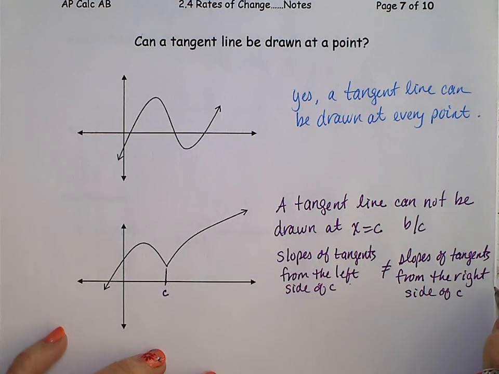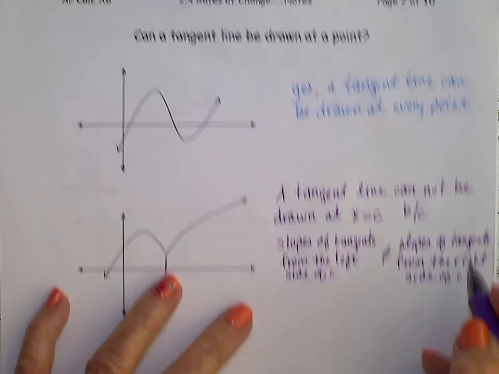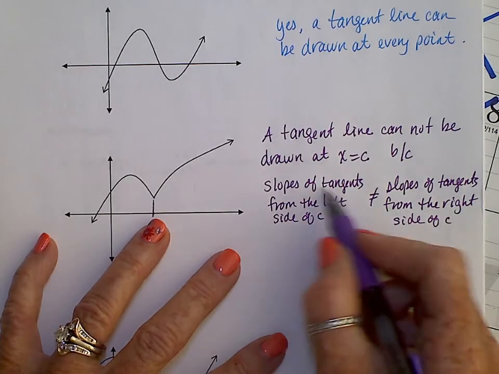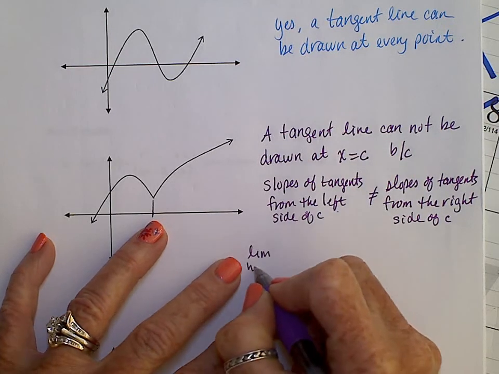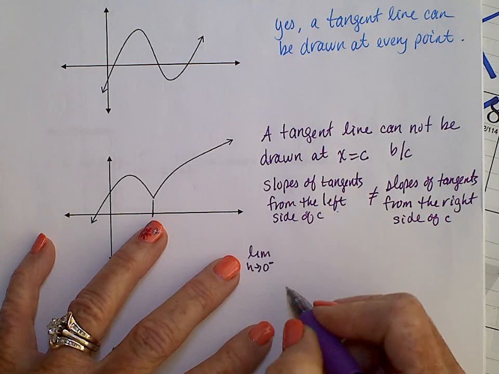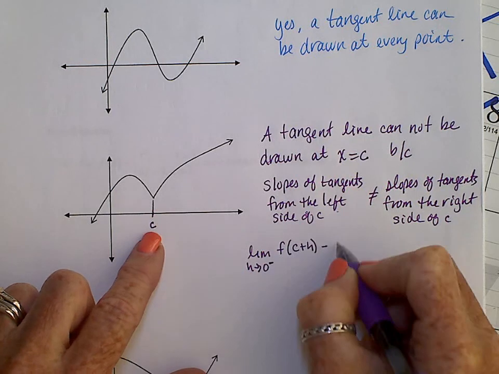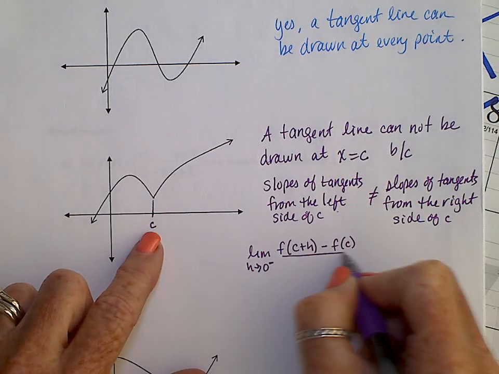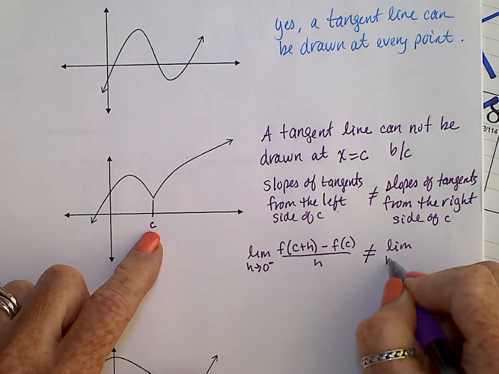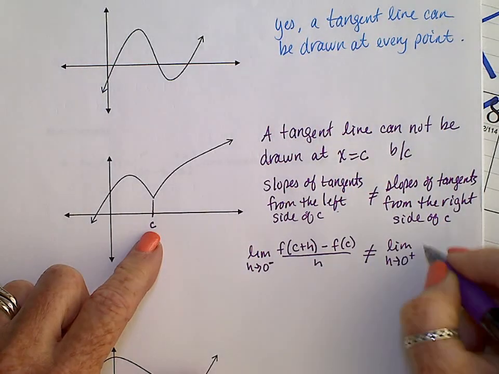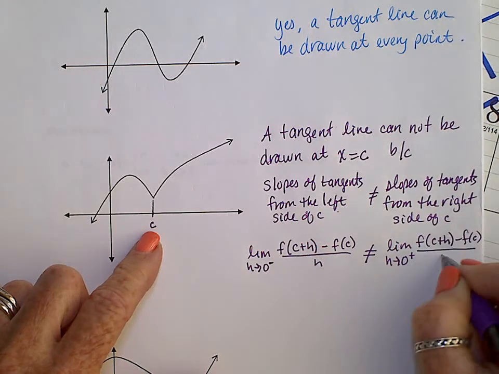To write that out mathematically with symbols, this is a verbal description. This would look like this, because slopes of the tangents is a limit. So coming from the left, it's the limit as h approaches 0 from the left side, f of c plus h minus f of c all over h. That does not equal the limit as h approaches 0 from the right, f of c plus h minus f of c all over h.